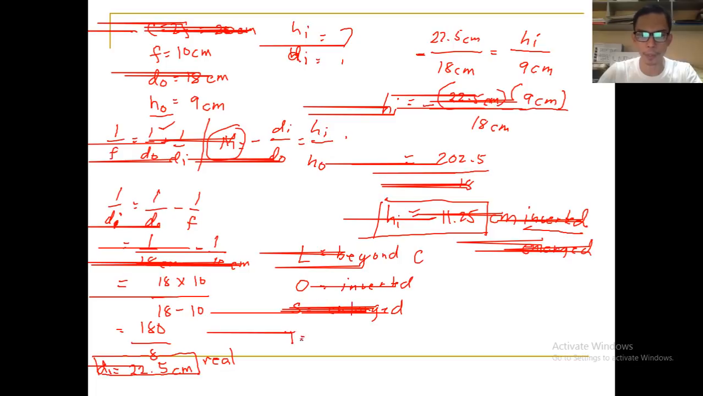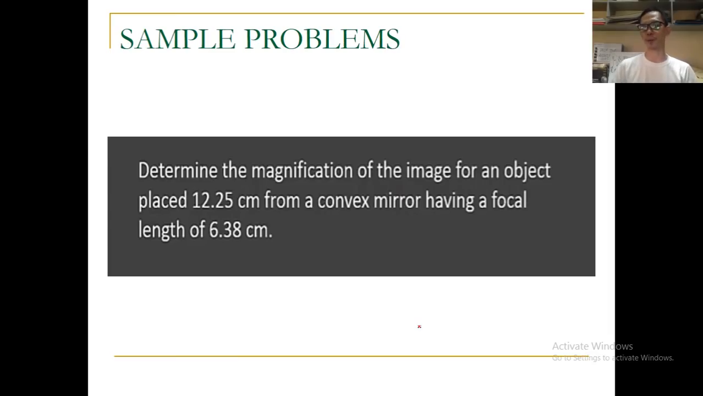The type of image, if virtual or real. If the image distance is positive, that is a real image. So the LOST for this problem is: beyond C, inverted, enlarged, and it is real. Alright, so we are now on the last sample problem of this lesson.